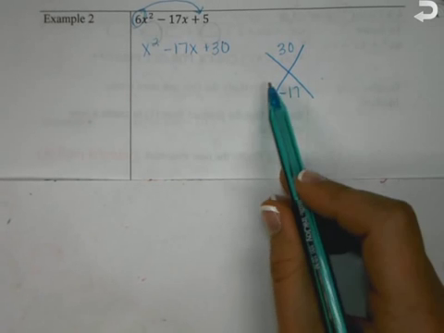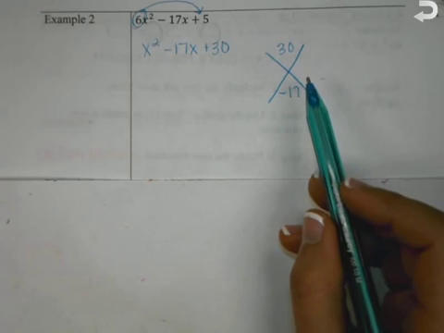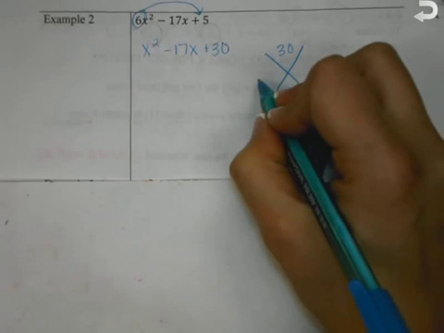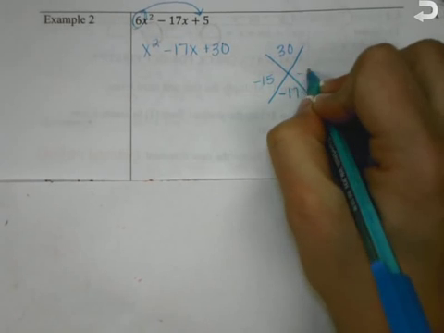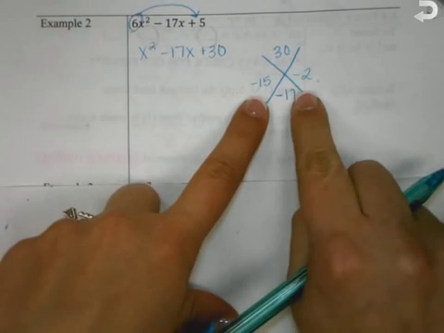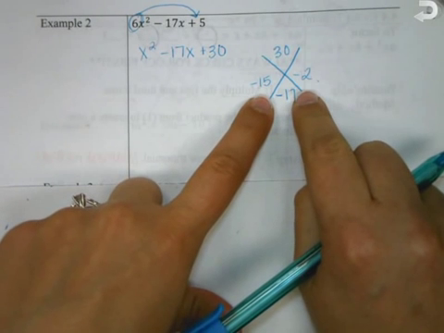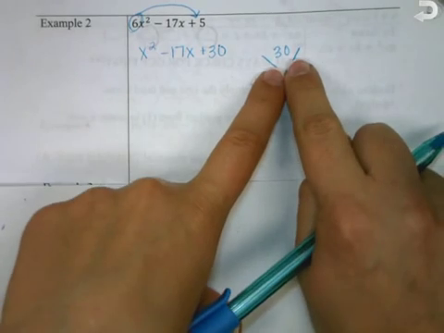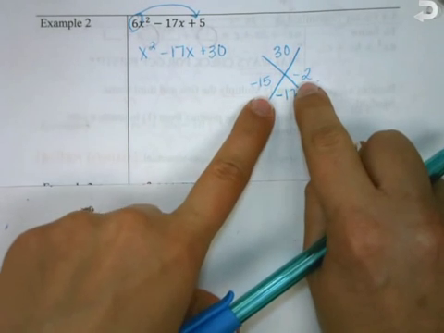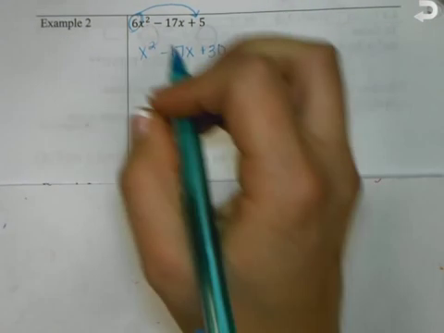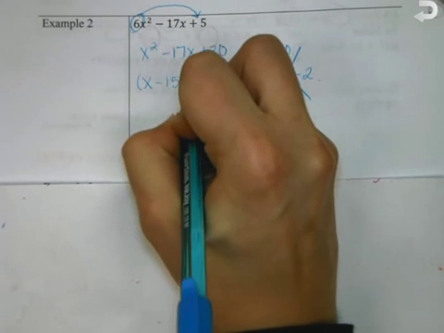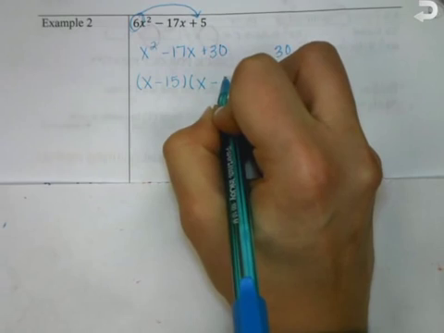Okay, what goes on this side? Ryan. Negative 15 and negative 2. How did you know they both had to be negative? A negative times a negative is a positive, and when I add the two negatives, the answer is a negative. So this factors to x minus 15 times x minus 2. Thumbs up if you got that so far.